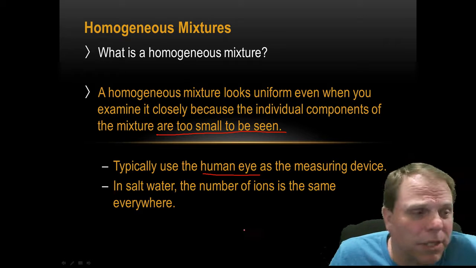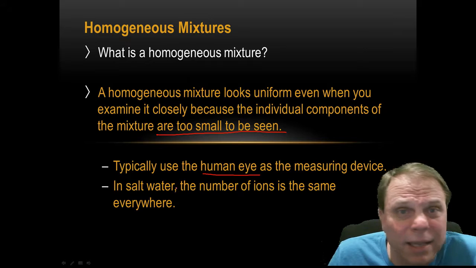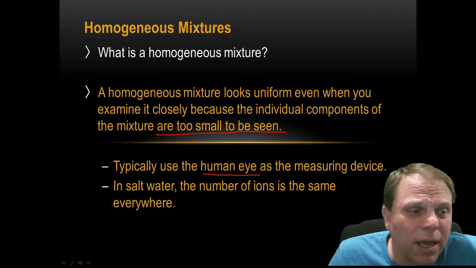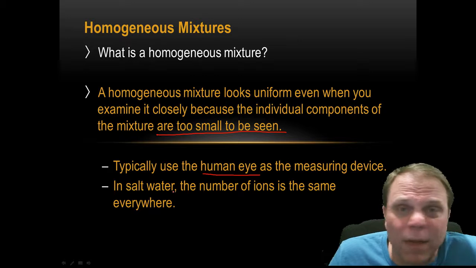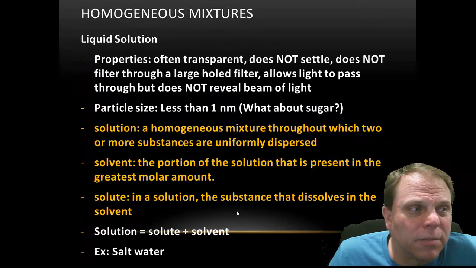homogeneous mixture, whether it's a homogeneous mixture or not. A good example of a homogeneous mixture is salt water, where you can't see those little salt particles, but they're spread throughout evenly, okay? The number of ions is the same throughout that entire mixture, and that's a good homogeneous mixture.